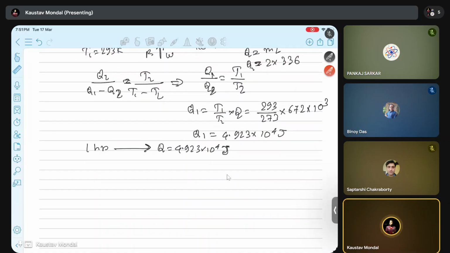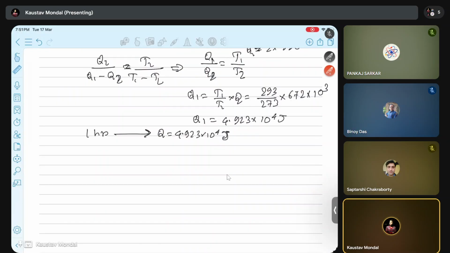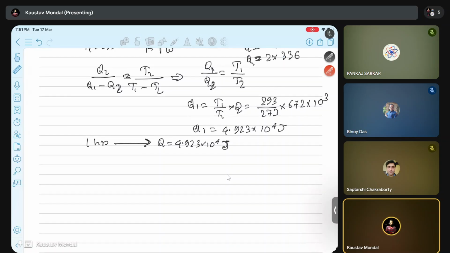Okay, so power means joule per second, right? So you have to calculate how much joule you have to pull out in 1 second, like you have to do the work. This is actually Q1 I've calculated. So we have to find the work done.